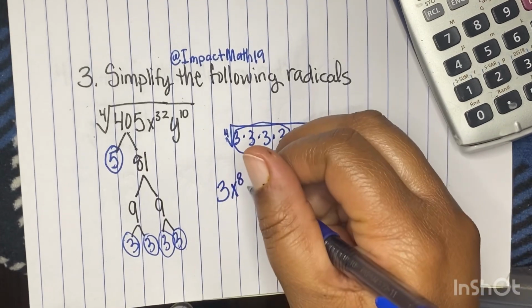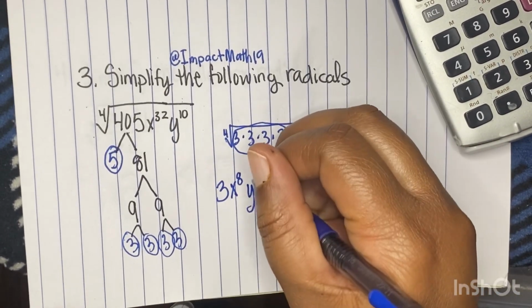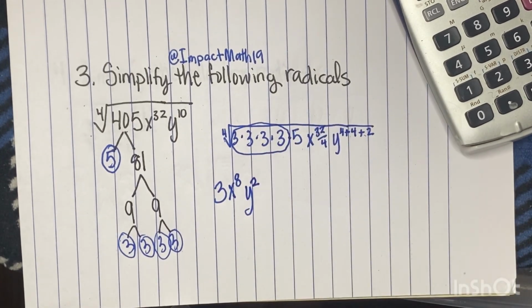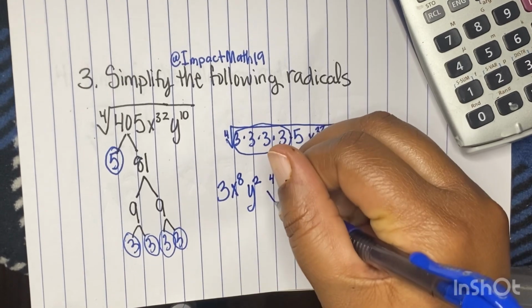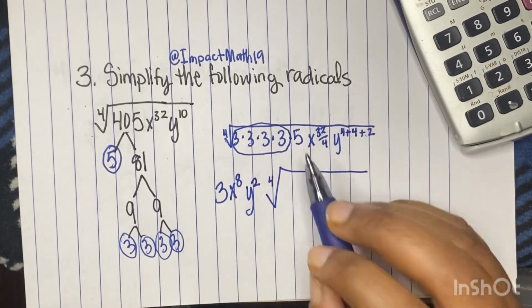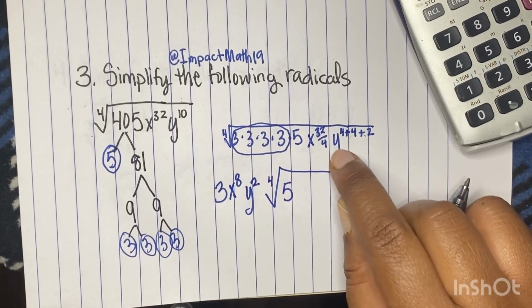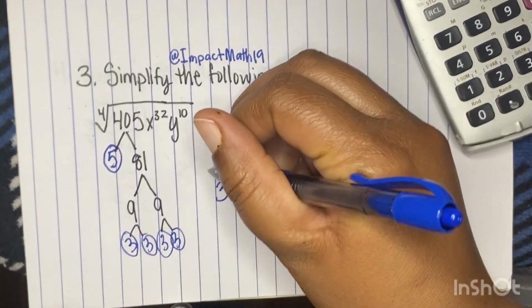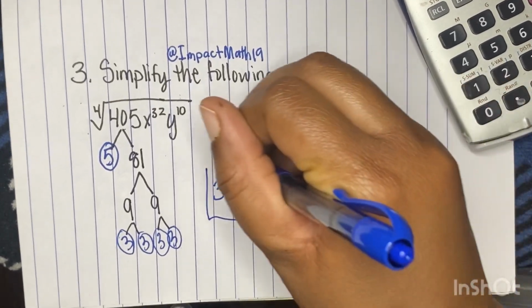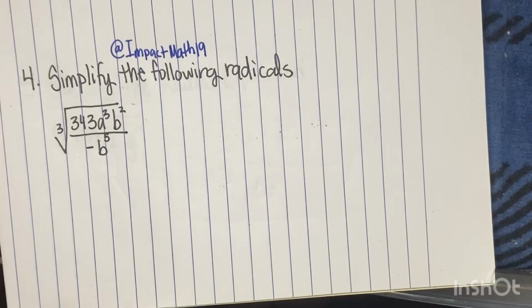And then our y's, we have one group of 4, one group of 4. So that's 2 of them. And then we would have 2 left over inside the 4th root. So this 5 has to stay because it doesn't have extra 3's. And we have 2 more on this y to the 2nd. And this is our beautiful answer. Alrighty, let's go to the next.